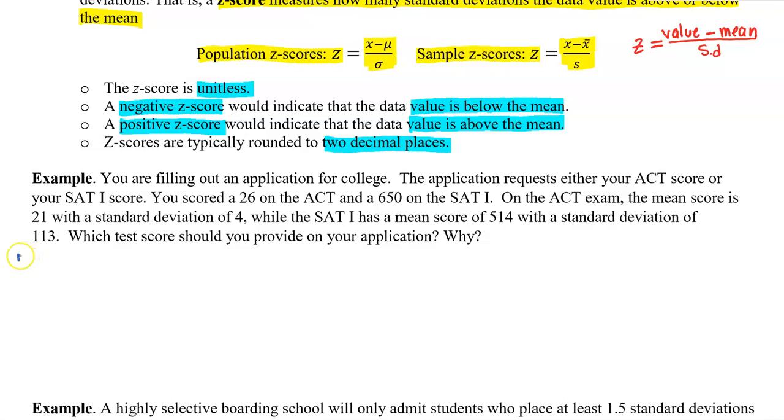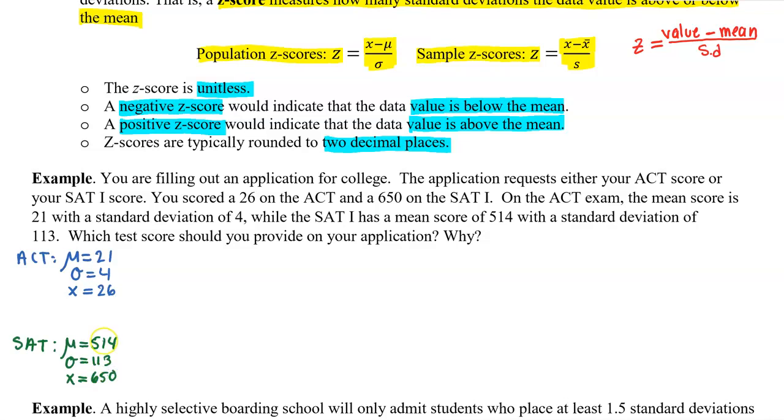So for the ACT, we're given that the mean is 21 with a standard deviation of 4. And here your score was a 26. So that's going to be our x value. For the SAT, the average was 514 with a standard deviation of 113 and the score is 650.